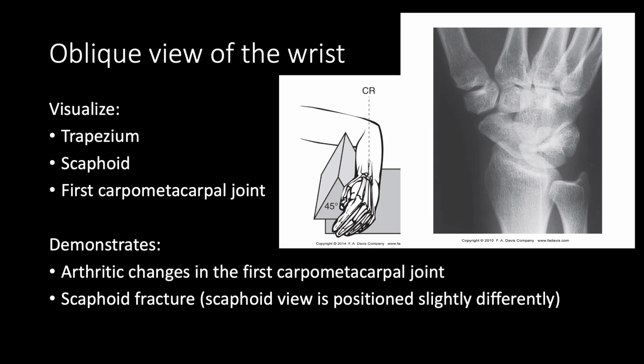Then the oblique view, where the wrist is sitting at a 45-degree angle. The beam is shot straight down through the wrist onto the plate underneath the hand here. And we're really looking for the trapezium, the scaphoid, and the first carpometacarpal joint here. So any type of arthritis or scaphoid fracture will be more evident on this. You can get a better view of the scaphoid and of the first joint between the carpal and metacarpal here. So it gives you a more specialty view of that joint.